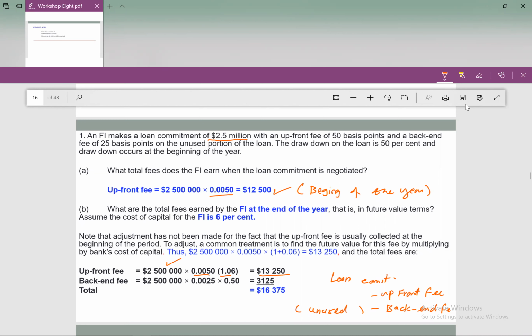And then because you are taking only 50% of the loan, on the unused one, you have to be charged a back end fee, which is this amount. So in this case, that would be 3,125. So if you look at how much the bank made for that year, end of the year, it's 16,375, which is the back fee and the upfront fee invested for 1 year, which is this amount.